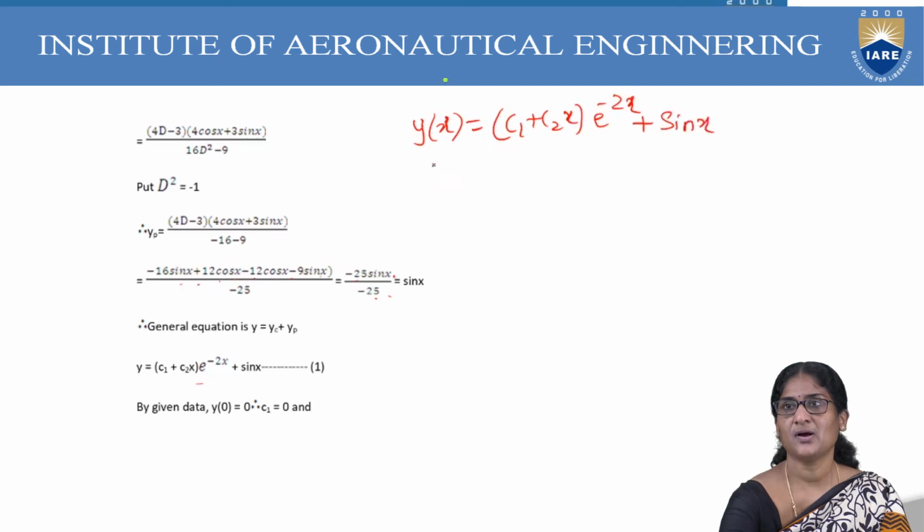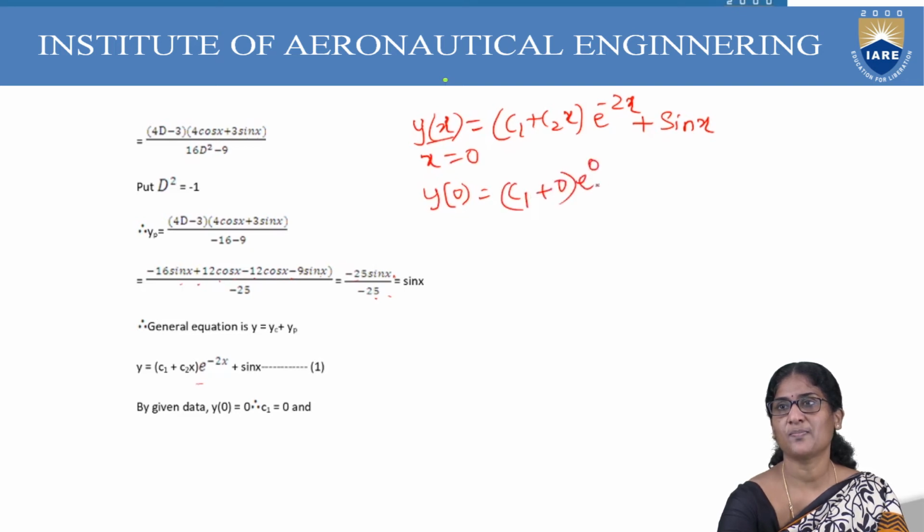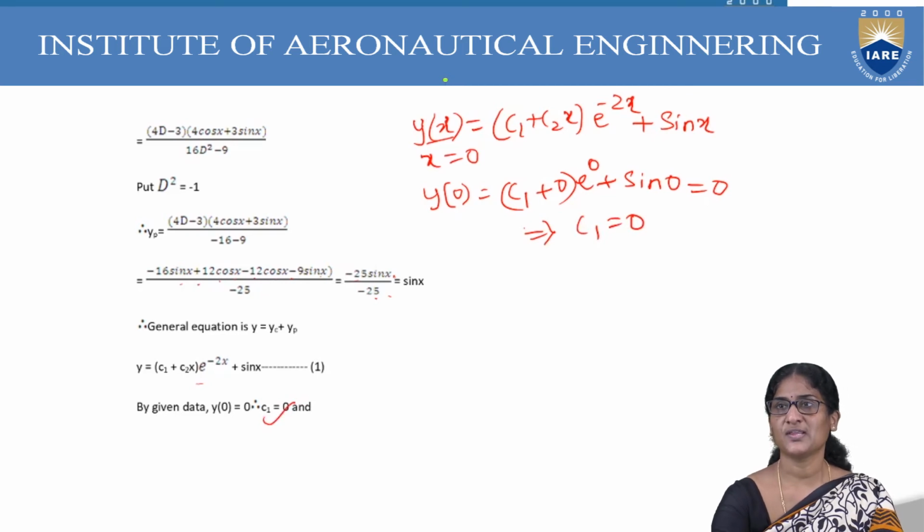Okay, so put x is equal to 0. So y of 0 is equal to c1 plus 0 into e power 0 plus sin 0. Sin 0 is 0, and this value is given as 0 because it is given in the question. So that implies c1 is equal to 0. That is how we get the value c1 is equal to 0 in this case.